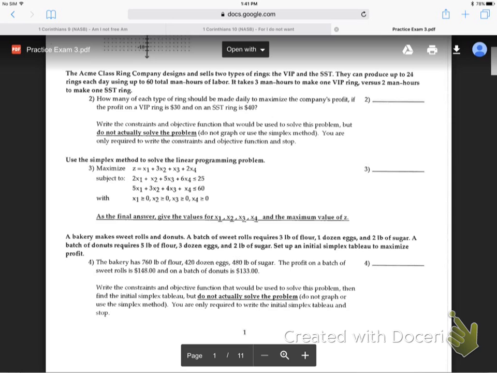How many of each type of ring should be made daily to maximize the company's profit? If the profit on a VIP ring is $30 and an SST ring is $40. It's Acme class ring company. 2 types of rings. They can produce 24 rings each day. Write the constraints and objective function that would be used to solve this problem. But do not actually solve the problem. Do not graph or use the simplex method. You are only required to write the constraints.